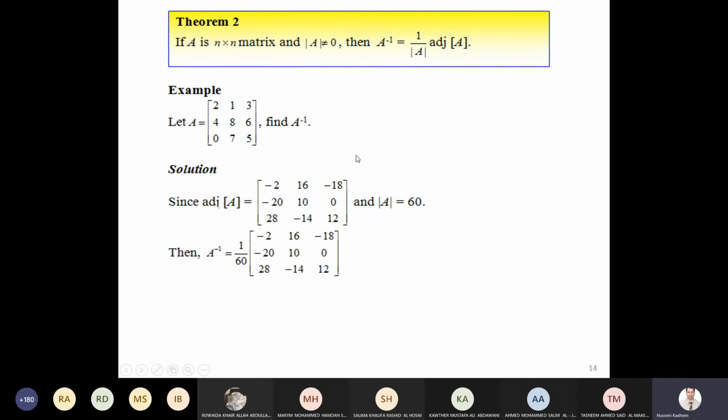Theorem number 2 says we can find the inverse of a matrix by using what we call the adjoint. You see here, the inverse of matrix A is the adjoint divided by its determinant. See this matrix? In the previous slides, we found its adjoint. This is the adjoint, and its determinant is 60. So it is 1 over 60 times its adjoint. Very easy and straightforward. Yes, it needs time to do the calculation, but at the end, the idea is clear.